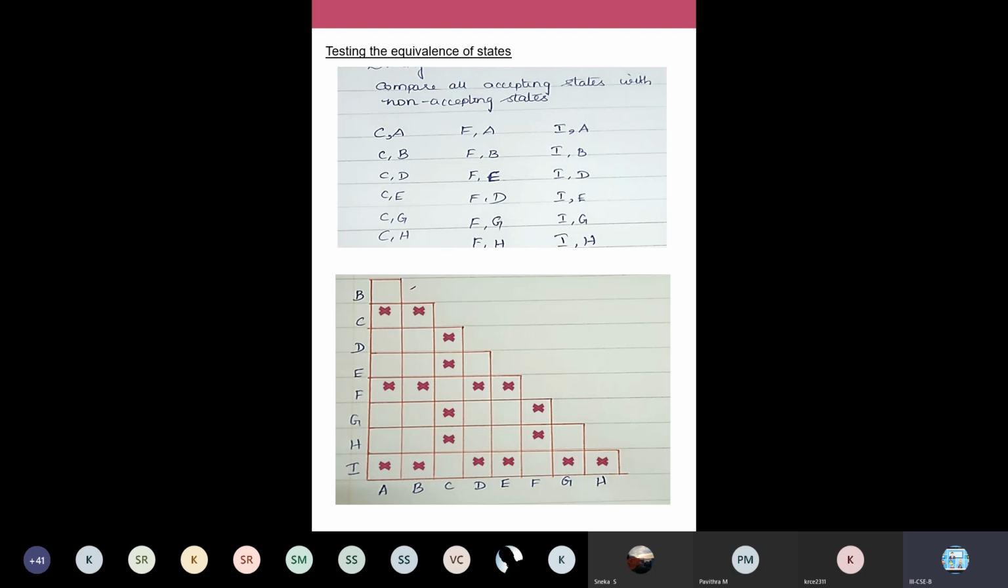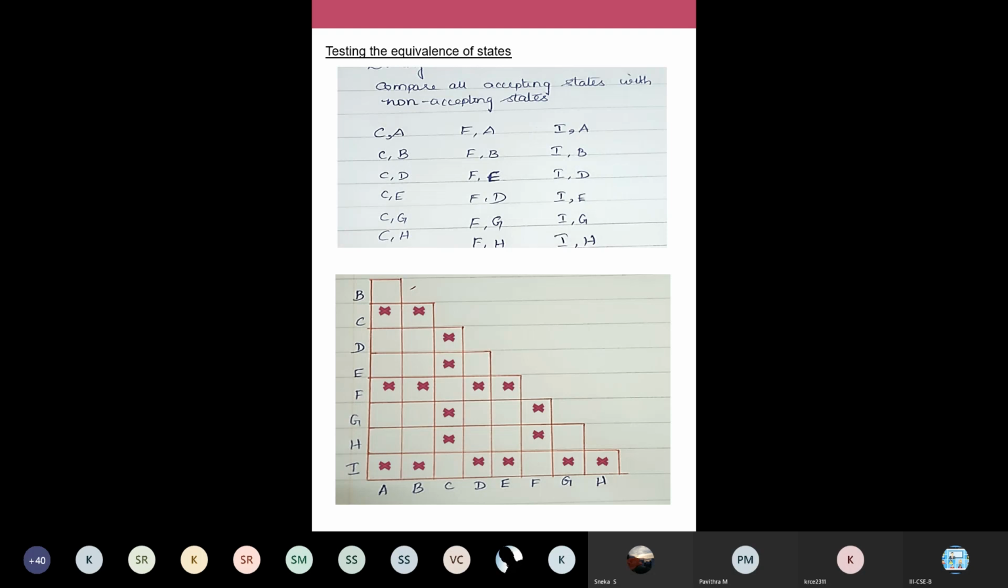F, B is also distinguishable, and then F, D and F, E. So F, D, F, E, they are also distinguishable. Mark an X. Okay, this table you are going to draw only once. Already you have drawn it, is it not? Mark an X there. And then F, G. So G, F is here. So FG or GF, you can use it anyway. Okay, and then F, H, mark an X.